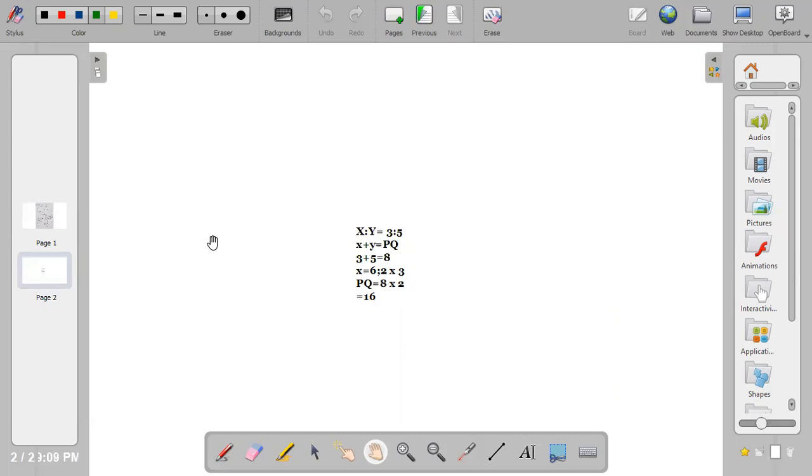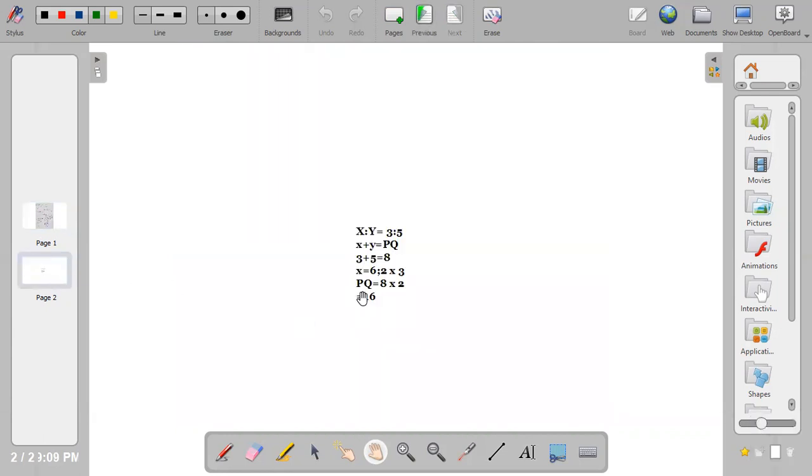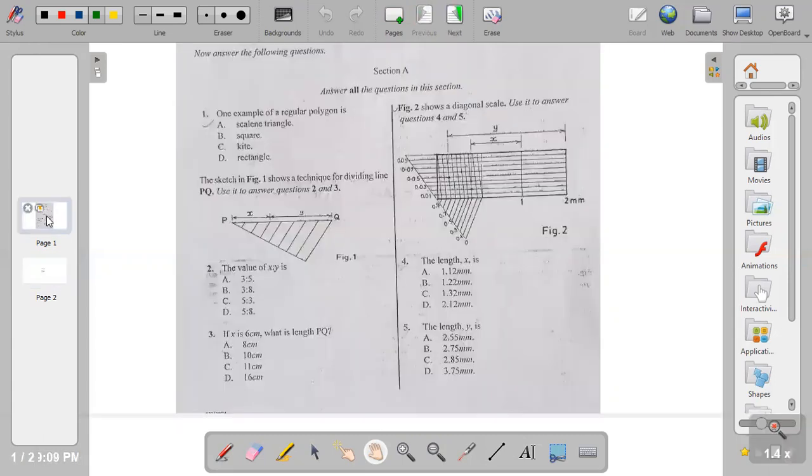That means, since X is given as 6, each of these divisions is 2, 2, 2. 2 multiplied by 3 gives us 6. So PQ equals 8 times 2. How did we get 8? 1, 2, 3, 4, 5, 6, 7, 8. X plus Y equals 8. 8 multiplied by 2 gives us 16.